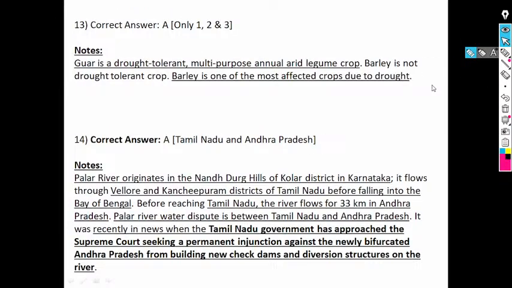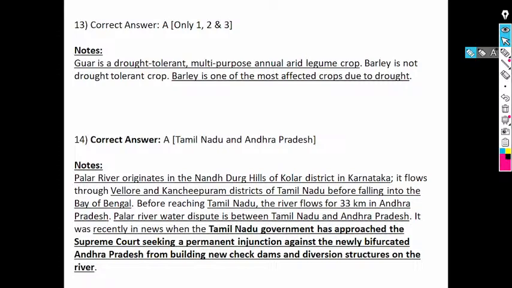Palar originates in Nandi hills in Karnataka. It flows through Vellore and Kanchipuram district of Tamil Nadu. The river flows 33 km in Andhra Pradesh, and the Palar river water dispute is between Tamil Nadu and Andhra Pradesh. It was recently in news because the Tamil Nadu government approached the Supreme Court seeking a permanent injunction against the newly bifurcated Andhra Pradesh from building new check dams and diversion structures on the river.